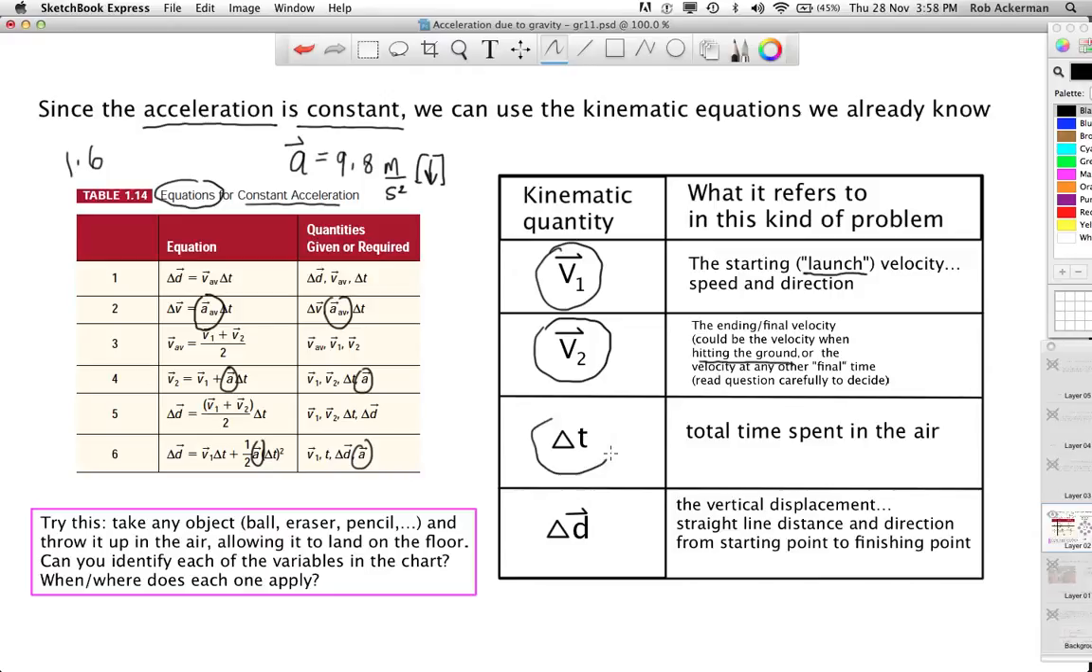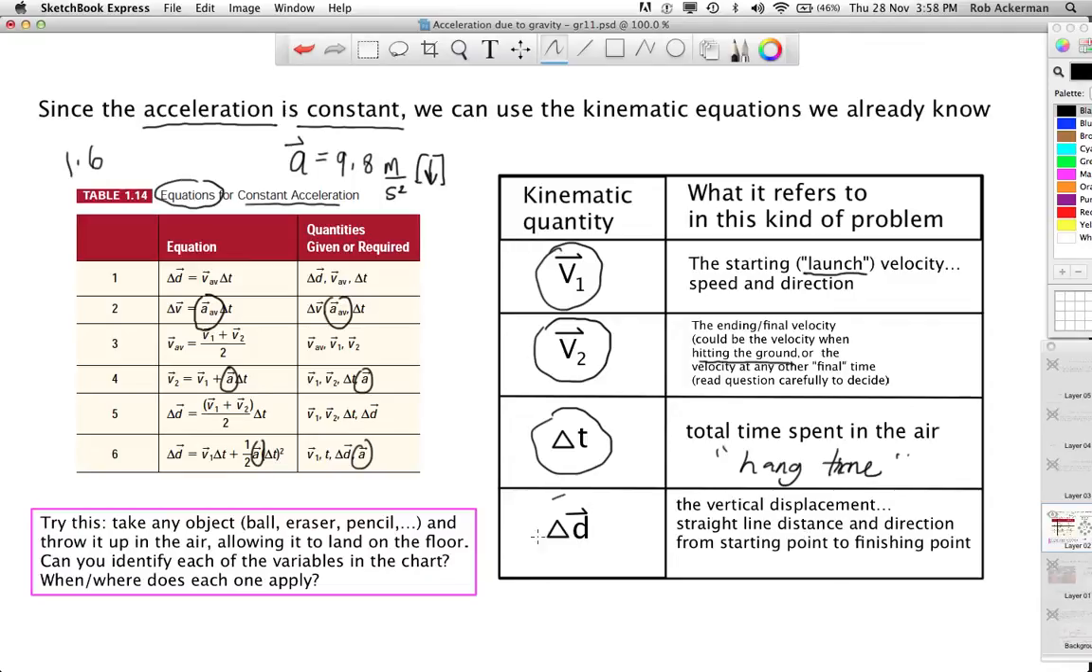You'll also see us using time. This will refer to the total time spent in the air during the question. Sometimes this is referred to as hang time, which is kind of a football term. If you watch American football, they sometimes refer to the hang time when the football is up in the air. So you may hear this mentioned as well.